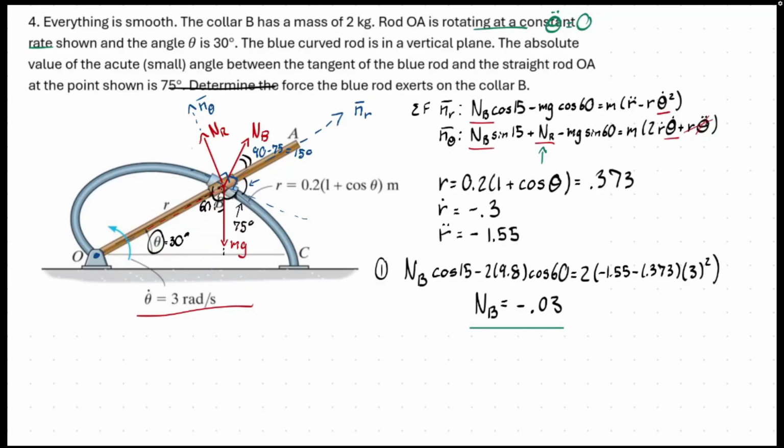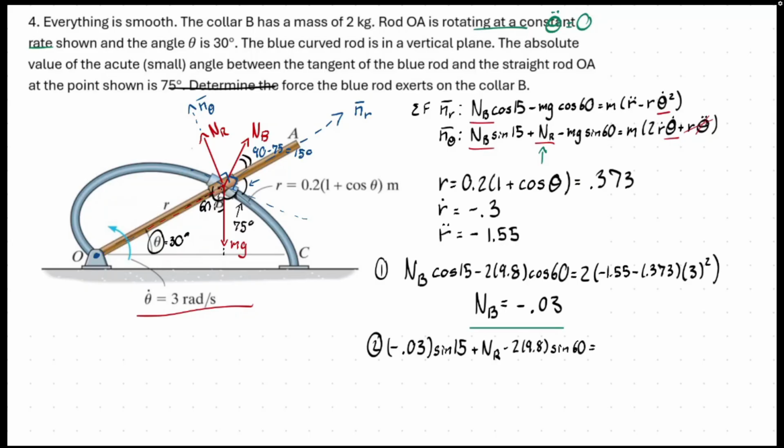So in our second equation, we're going to write down what we have next. So we have NB, which we figured out was negative 0.03, times the sine of 15, plus NR, minus mg sine of 60. So m is 2, so minus 2 times 9.8, which is g, and then the sine of 60.